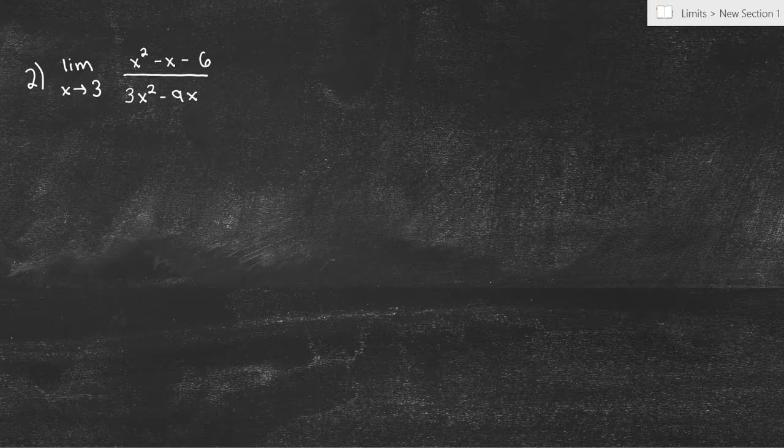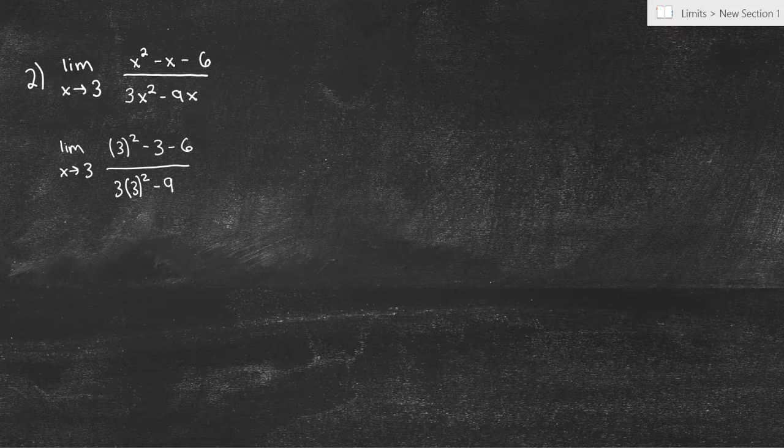Alright, so here we've got another example. Limit as x approaches 3 of this function. So first step, as always, is to substitute and see what we can get. So we're going to get 3 squared minus 3 minus 6 over 3 times 3 squared minus 9 times 3. On the numerator, we're going to have 9 minus 3 minus 6. That's not looking good. On the denominator, we're going to have 3 squared, which is 9, times 3, so 3 times 9, minus 9 times 3. That's not looking good either. And that's going to simplify to 0 over 0.